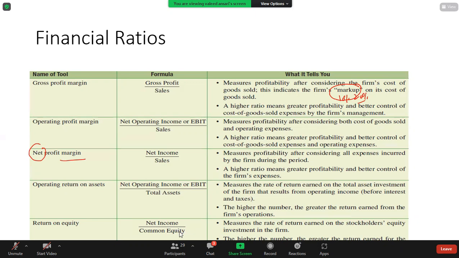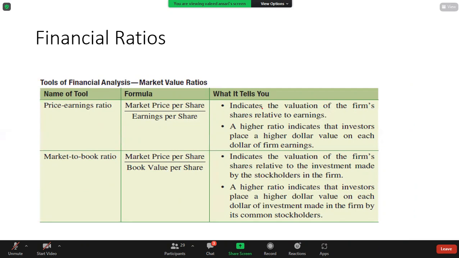Then return on equity: net income divided by the common equity, that is, the number of shares which are there. Then certain other ratios tell us about the market value, like market value per share, earning per share, which we call the P/E ratio. The higher the P/E ratio, the more the company is expected to earn in the future. Similarly, market to book value is also an indicator of valuation, because traditionally in accounting we take the book value, maybe 10 rupees, but the market value may be higher. So naturally, with higher ratios, there is a value addition. So all these ratios are there.